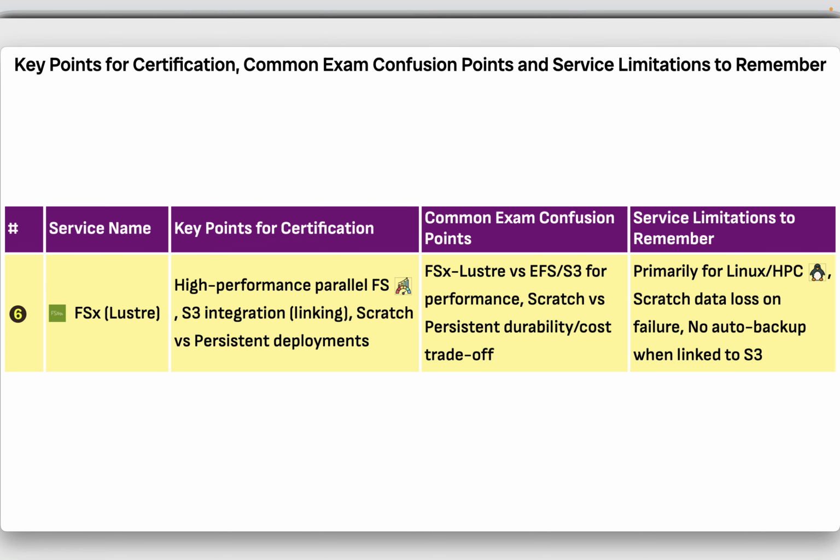Next, FSx for Lustre. Key points for the certification are: it's a high performance parallel file system. It has S3 integration through linking. We have 2 modes, scratch versus persistent deployments. Confusions can be FSx for Lustre, which is this one, versus EFS or S3 for performance, and scratch versus persistent durability and cost trade-off. And some limitations: this is primarily for Linux high performance compute, scratch data is lost on failure, and no auto backup when linked to S3.